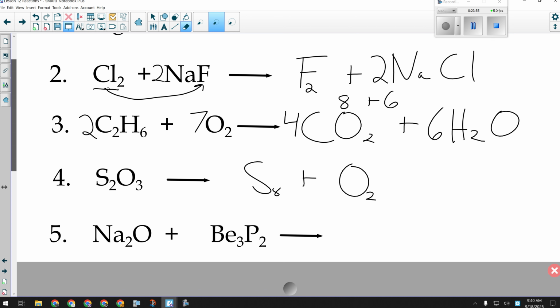Okay, all right, now I need to balance this. Should I start with 8? Biggest number. Okay, what do I need to multiply this one by? 4. Okay, and then for the oxygens, 4 times 3 is? Okay, what needs to go here? 6. You got it. Okay.